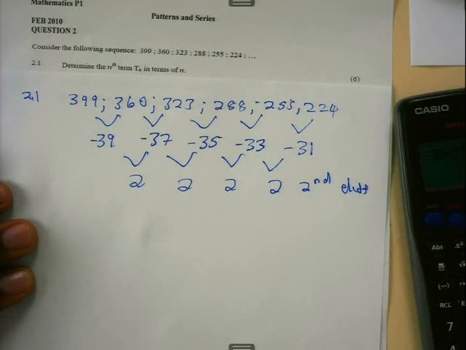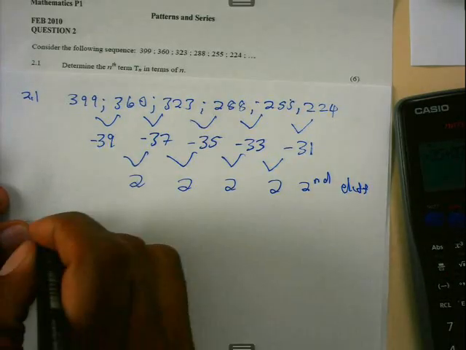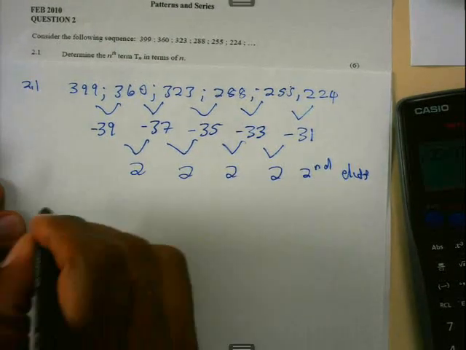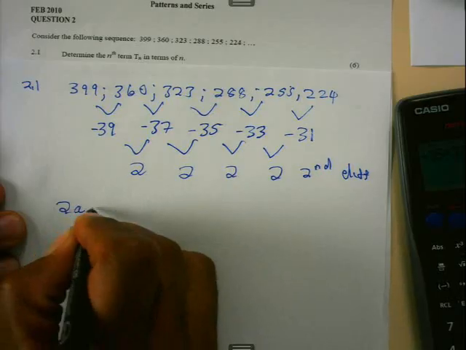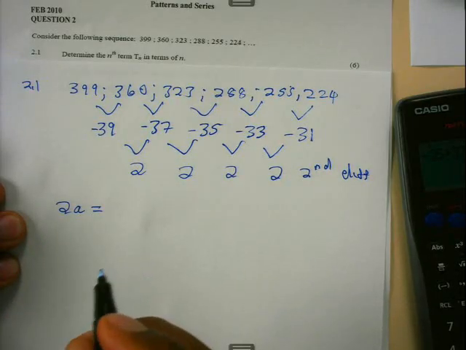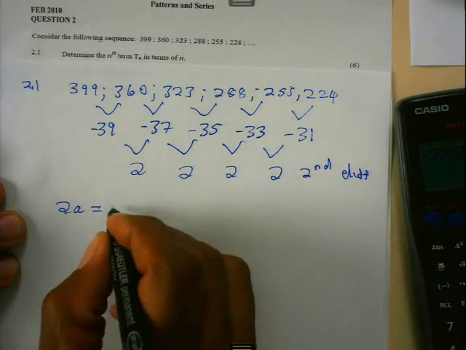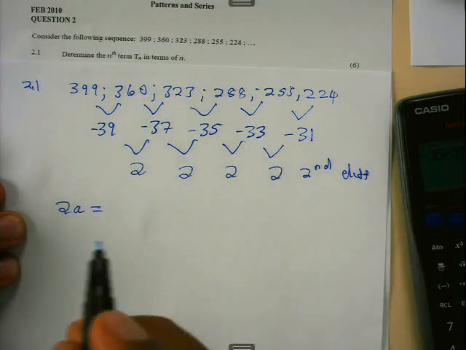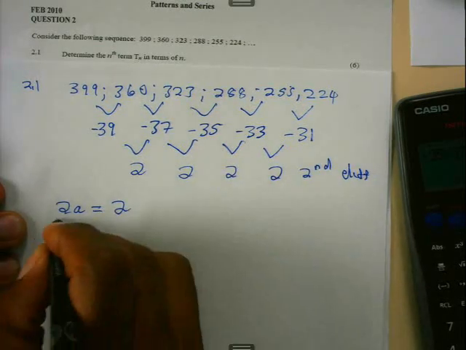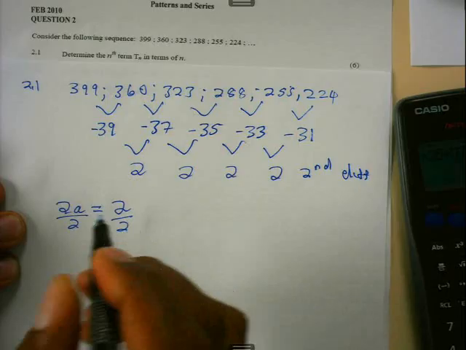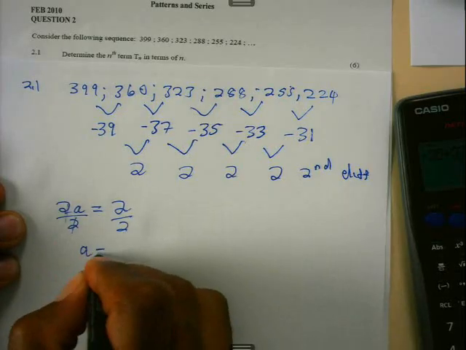What is the meaning of this? This sequence is a quadratic sequence, right? What do you know about the quadratic? When you determine the general term, we need 2a. 2a is our second difference. The second difference in this sequence is 2. Then divide by 2, therefore a is equal to 1.